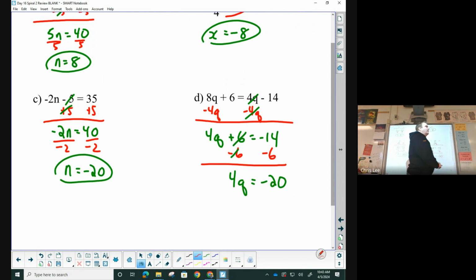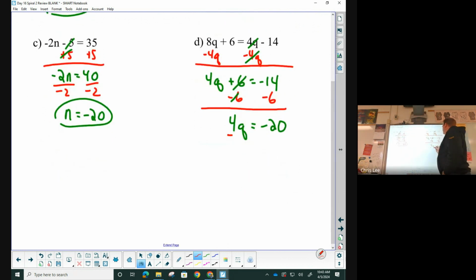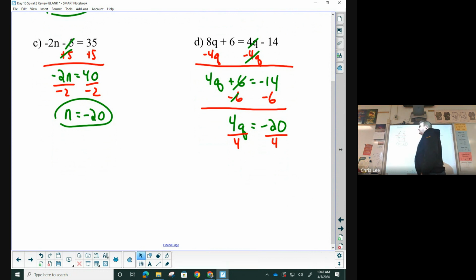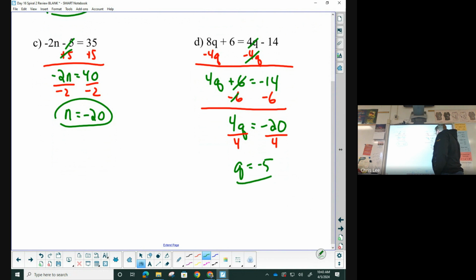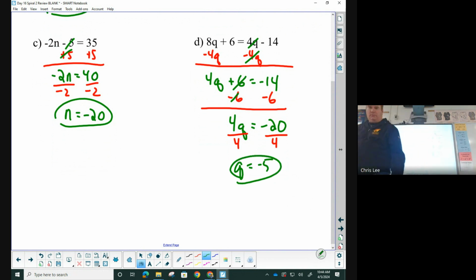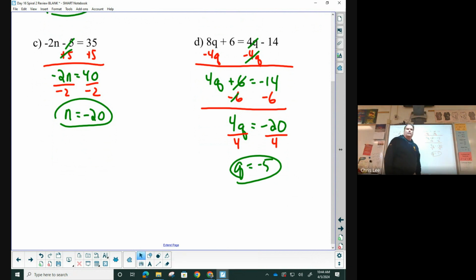Divide both sides by 4. So what is Q equal to? Q equals, why is it -5? Because you were dividing a negative by a positive. Good. Negative. Two more. Okay, how are we doing? Are we done yet? We got two more, right?